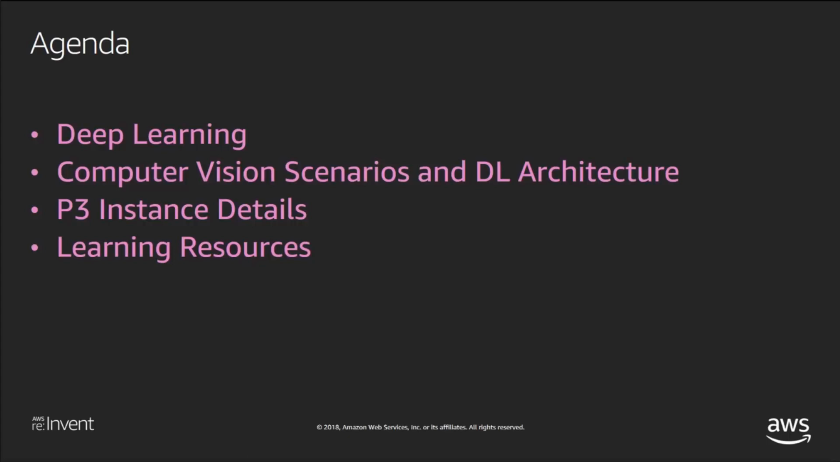And then we'll go into some of the details of P3 instances, which will also have some of the new instance types that just came online called the P3DN. And finally, we'll have some deep learning resources for you to look at. I'm especially excited about a new book that we have just published for you to start learning about deep learning, especially in the field of computer vision as well as natural language processing.